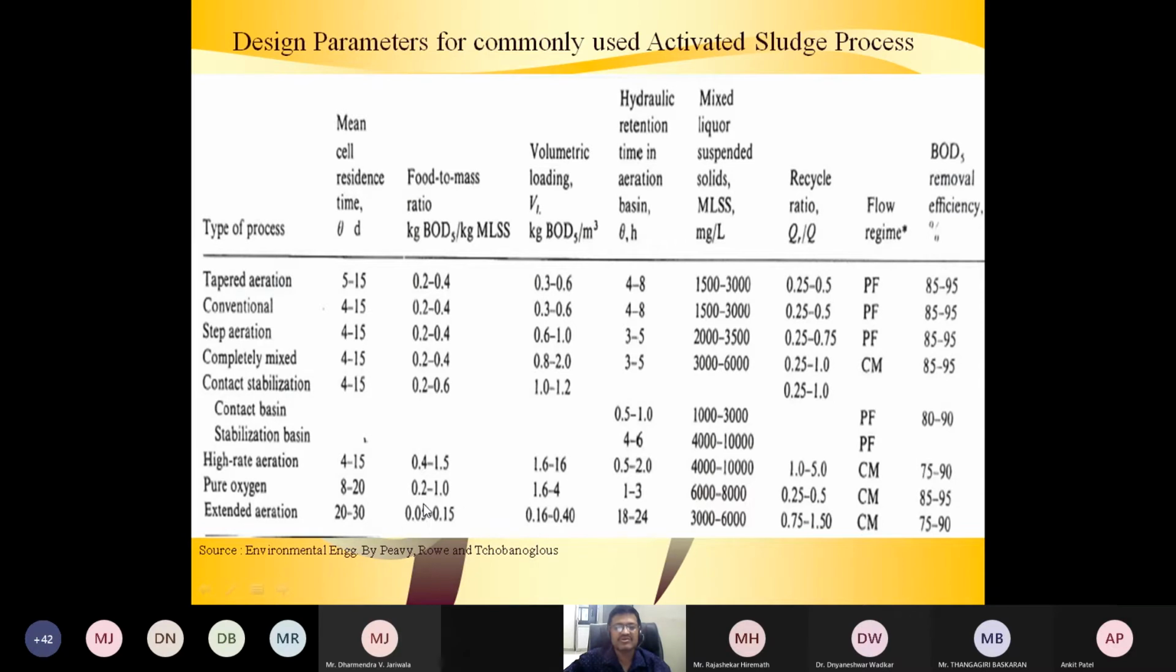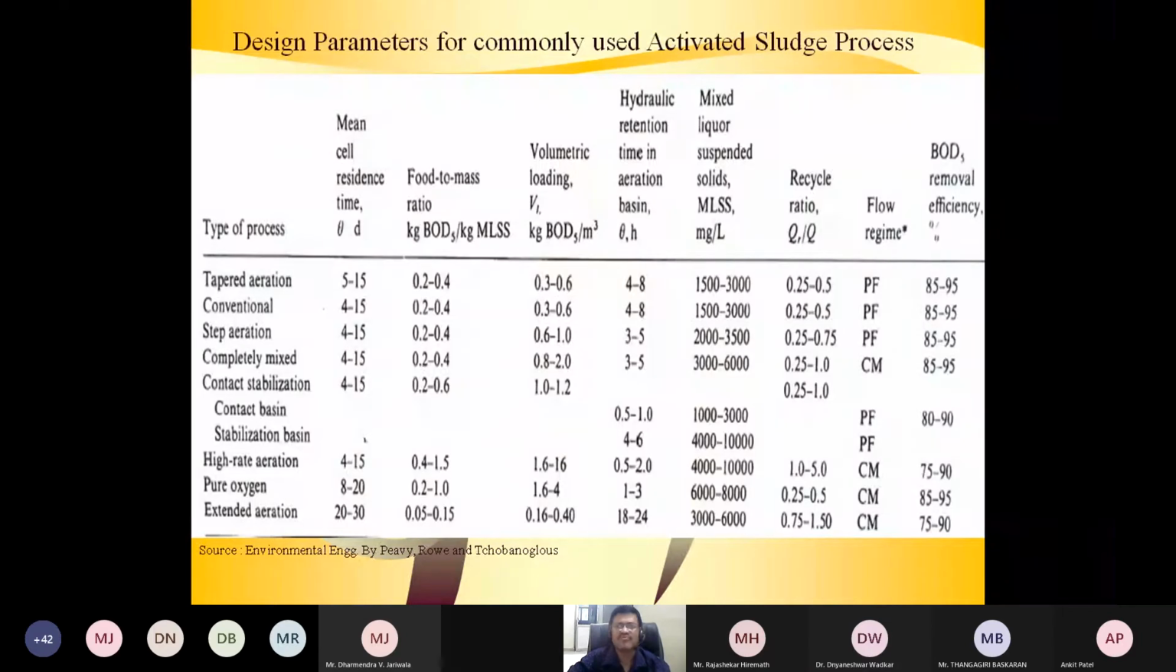So the food to microorganism ratio is 0.05 to 0.15. Here the food to microorganism ratio is 0.2 to 0.4. So this extended aeration is generally used when we are going for nitrification also, or when we want very little sludge. Like in our packaged type of reactor, we say package reactor.